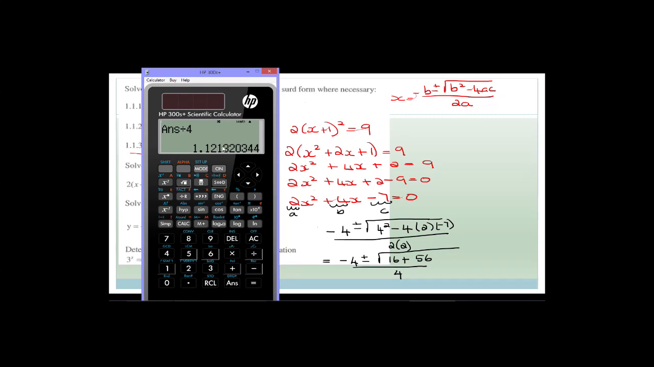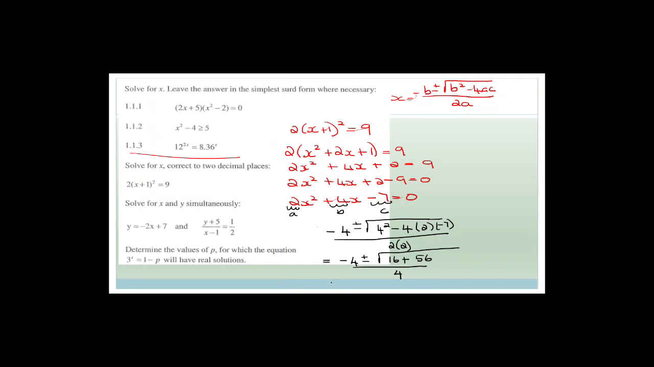So what do they obviously want us to do? They want us to round off to two decimal places, so we have to look at the third place, and the third place is a 1. If the third one's a 1, it's less than 5, which means we round down, so it stays a 2. So the first option is 1.12. Therefore, x equals 1.12, or there's a second option.